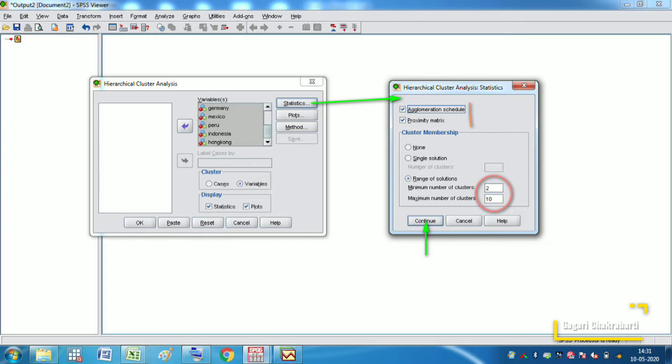We have the proximity matrix also. The proximity matrix is a symmetric matrix that shows the distance between variables. It is used for deciding which clusters to merge.